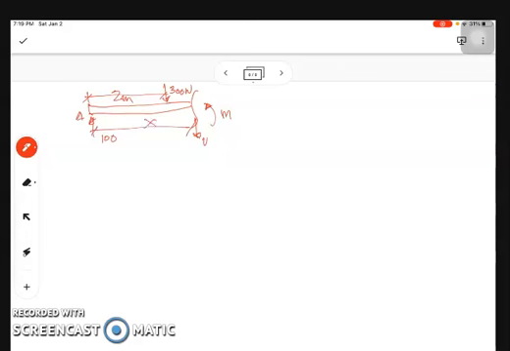Therefore, our moment at segment BC is equal to 100 times x in the clockwise direction, then the 300 will rotate in a counterclockwise direction, so minus 300 times x minus 2, in Newton meters. So we have now our value for the moment at segment BC. Now we're going to substitute our moment into the differential equation of the elastic curve.